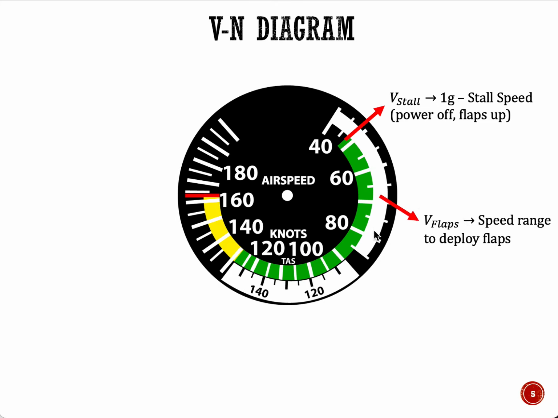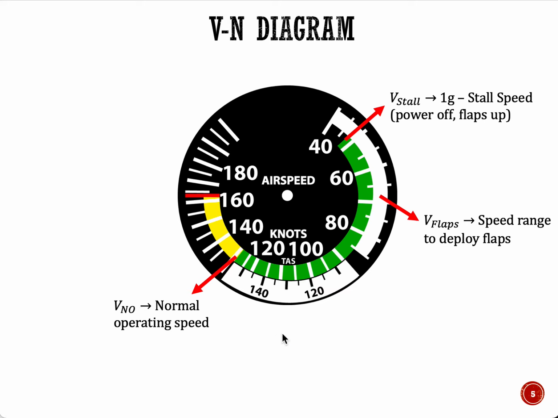And then you see this white arc right here. This white arc essentially represents the range at which you can deploy the flaps. You should not deploy the flaps beyond this white range, otherwise you will structurally damage the flaps on the airplane. For Cessna, above about 85 knots, even above 80 knots, you should not deploy flaps above this airspeed. On the upper end of the green dial right here is the normal operating speed, right?